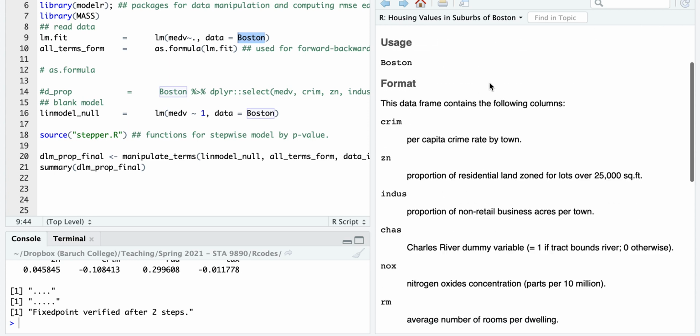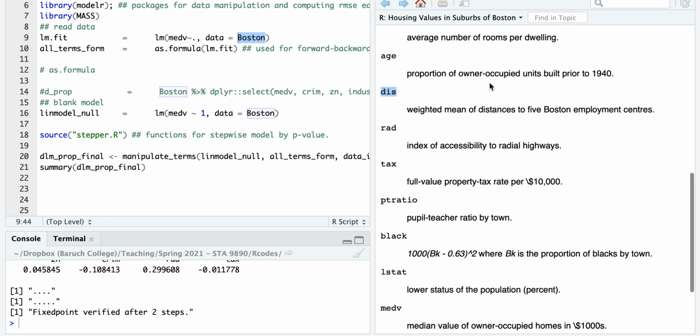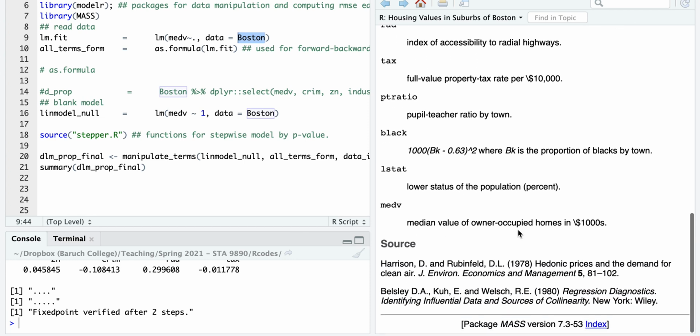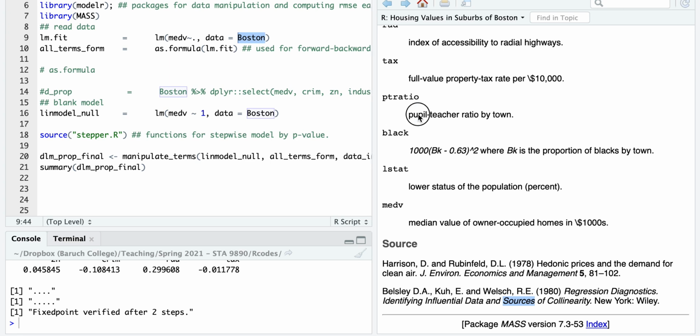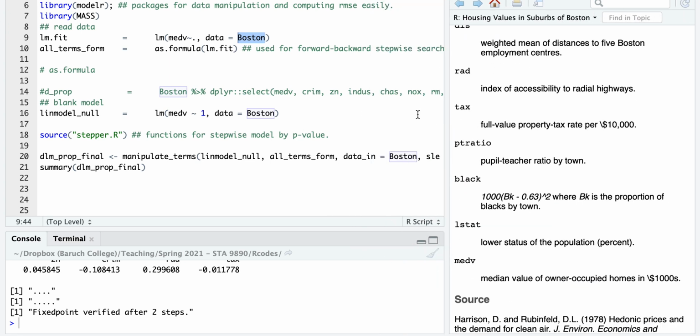So maybe the house value will be negatively associated with distance. I don't know, maybe not. Index of accessibility to radial highways, full value tax property rate per 10,000, and you can look at these. Here are the 2 papers which use these. Anyway, this is just an example. You can use any data set.